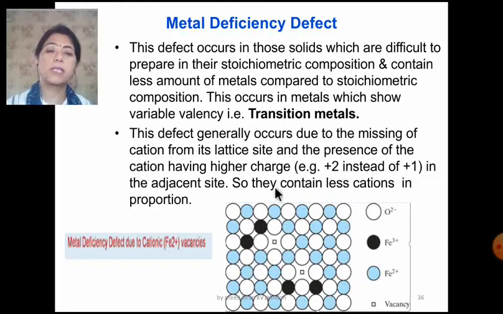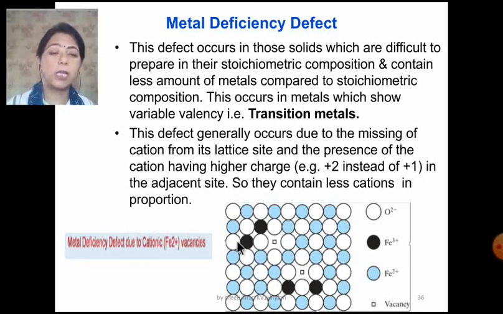With an example, it will be very nicely clear to you. This defect generally occurs due to the missing of the cation from its lattice site, and the presence of a cation having higher charge, for example +2 instead of +1, in the adjacent site. So they contain fewer cations in proportion. Charge is equalized, but the cations are fewer.